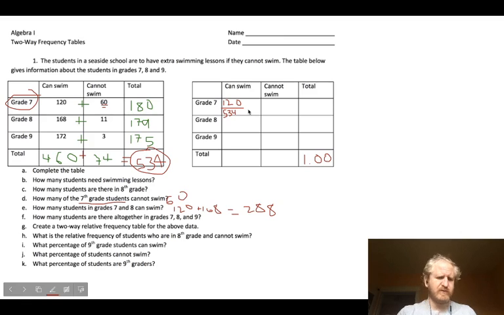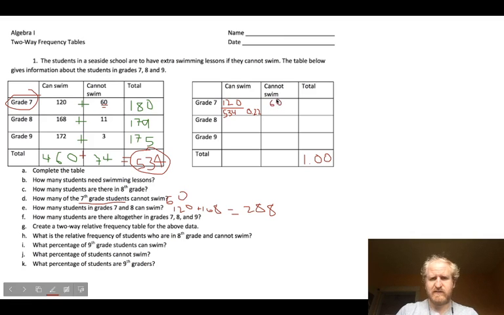Alright, so what's 120 divided by 534, my bad. 0.22. That means that 22% of all the students are 7th graders who can swim. Does that make sense? Okay, so we can do that for each one of these.